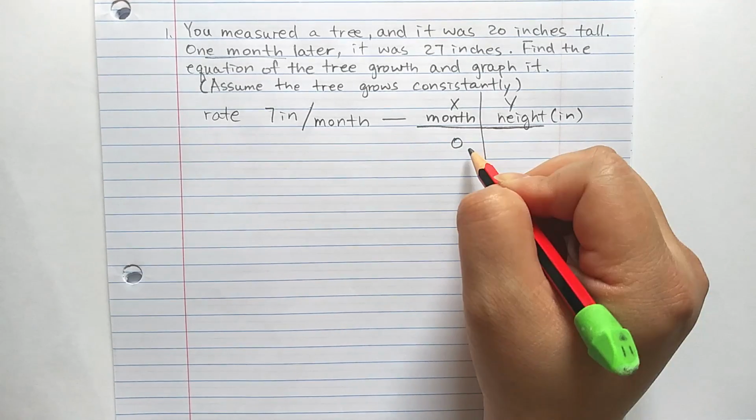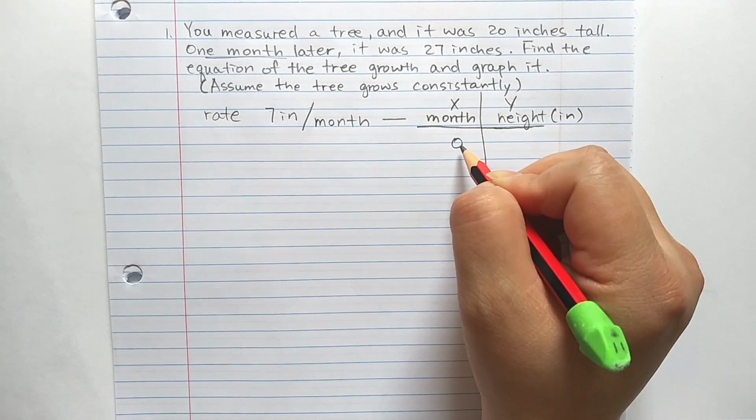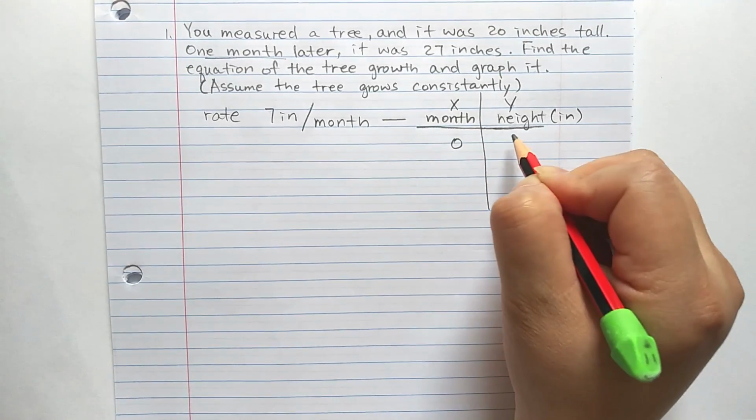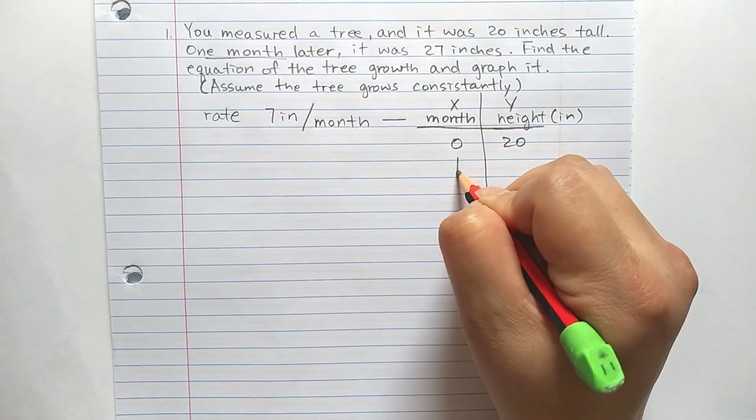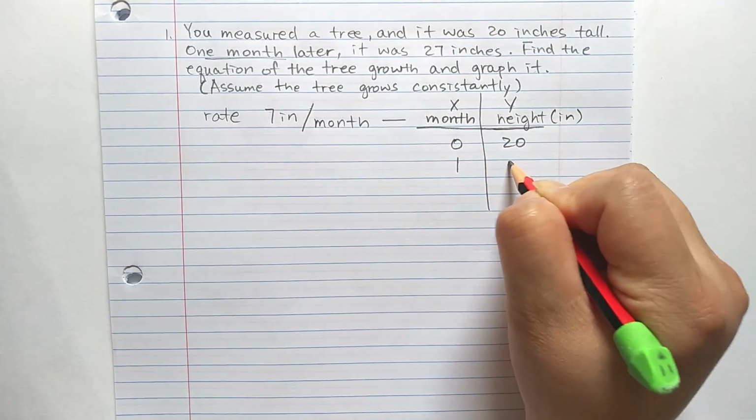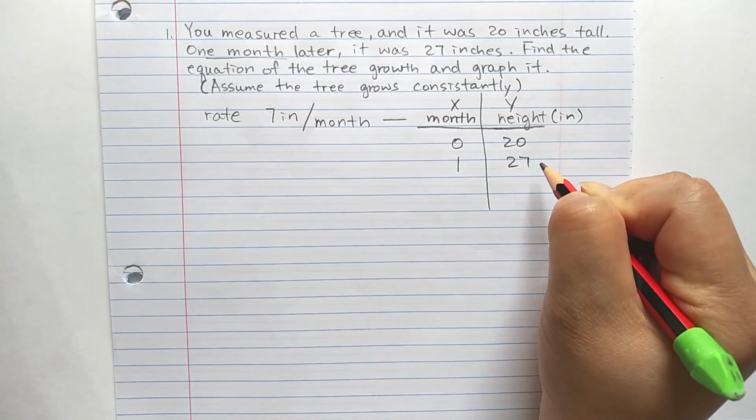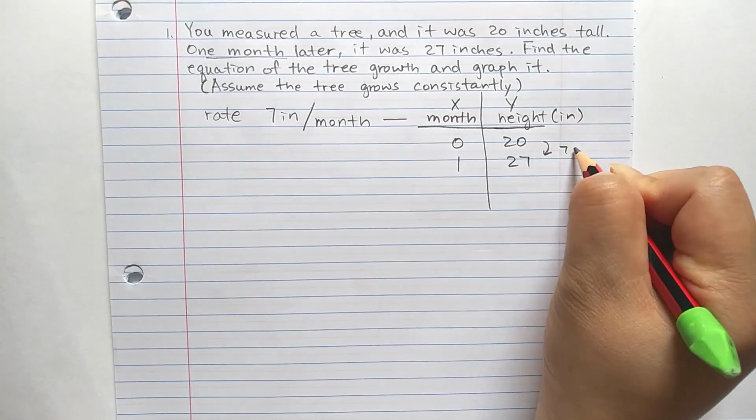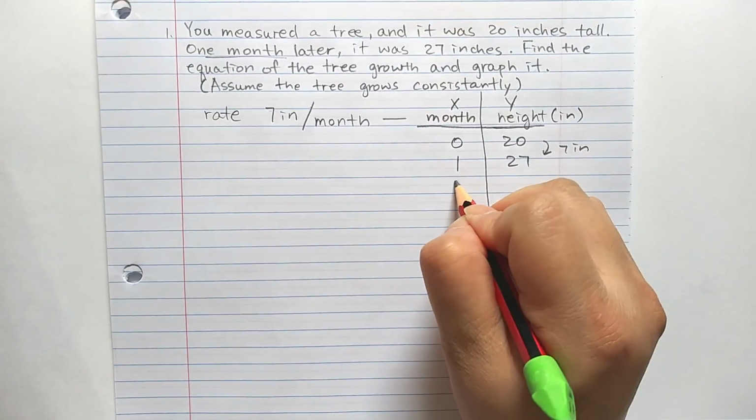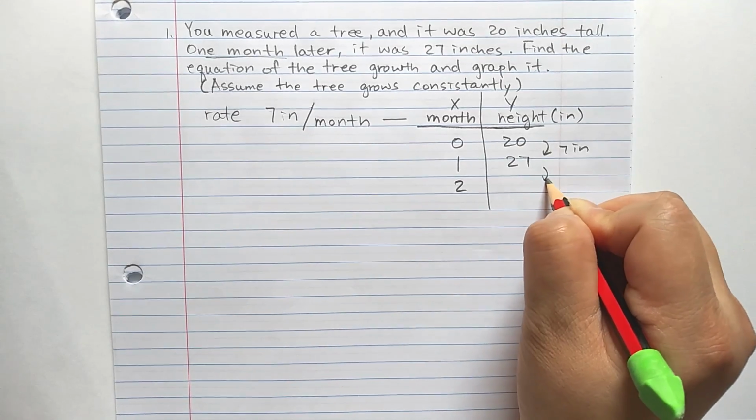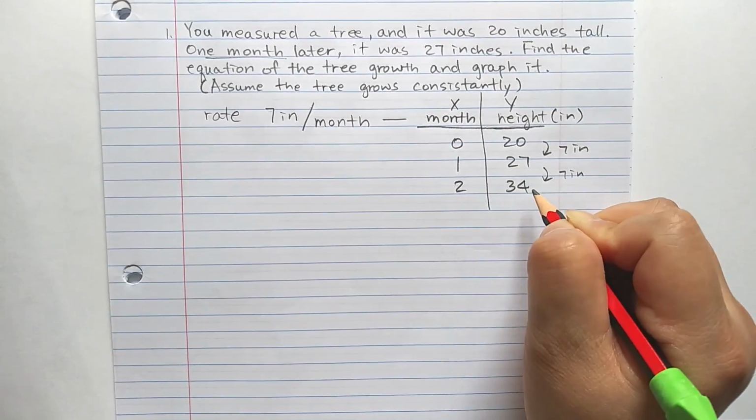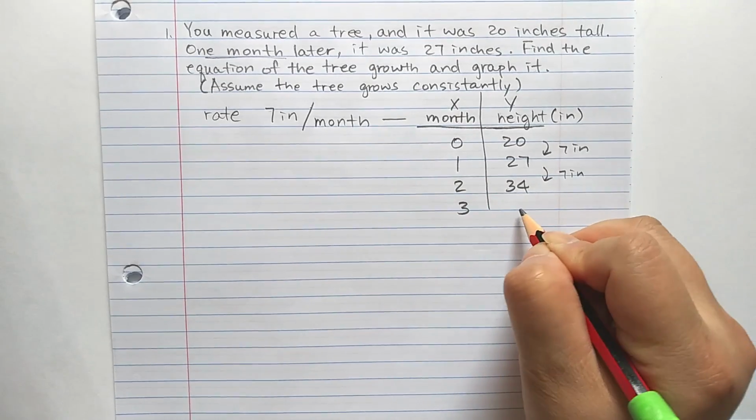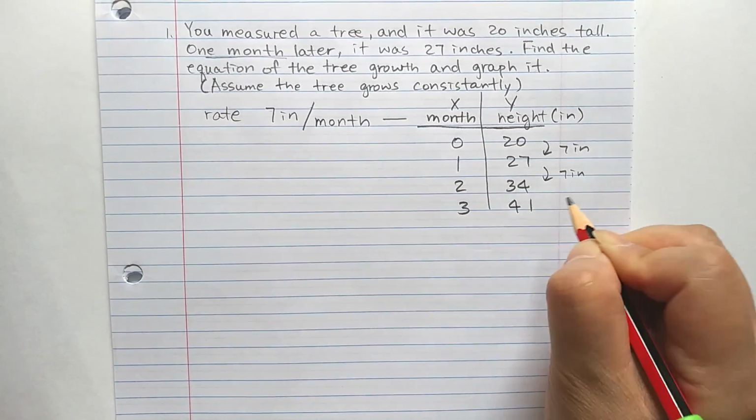Month 0 is when you measure the tree for the first time. How tall was it? It was 20 inches. One month later, it was 27 inches. So it grew 7 inches. Two months later, 27 plus 7, it'll be 34 inches. Three months later, it'll be 41 inches.